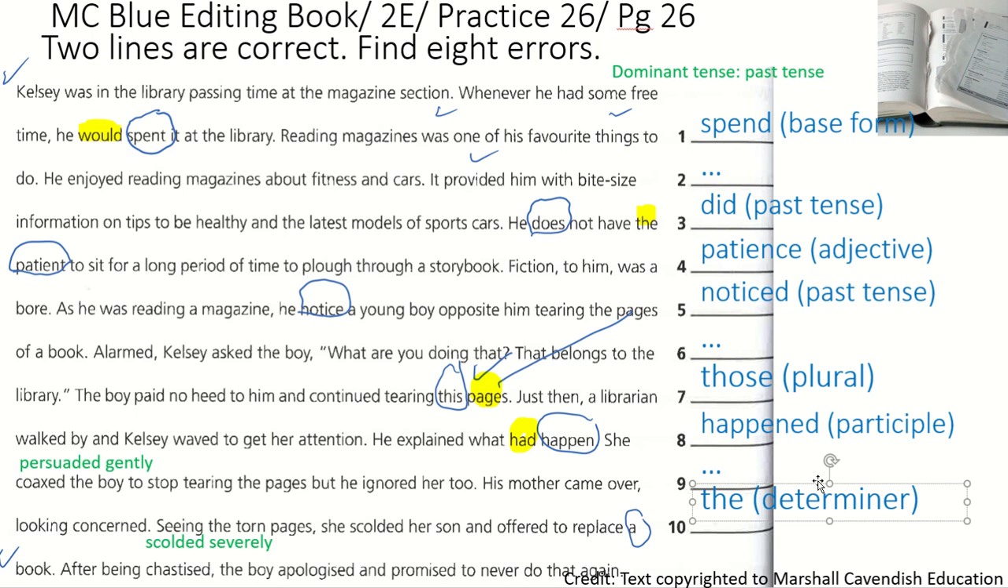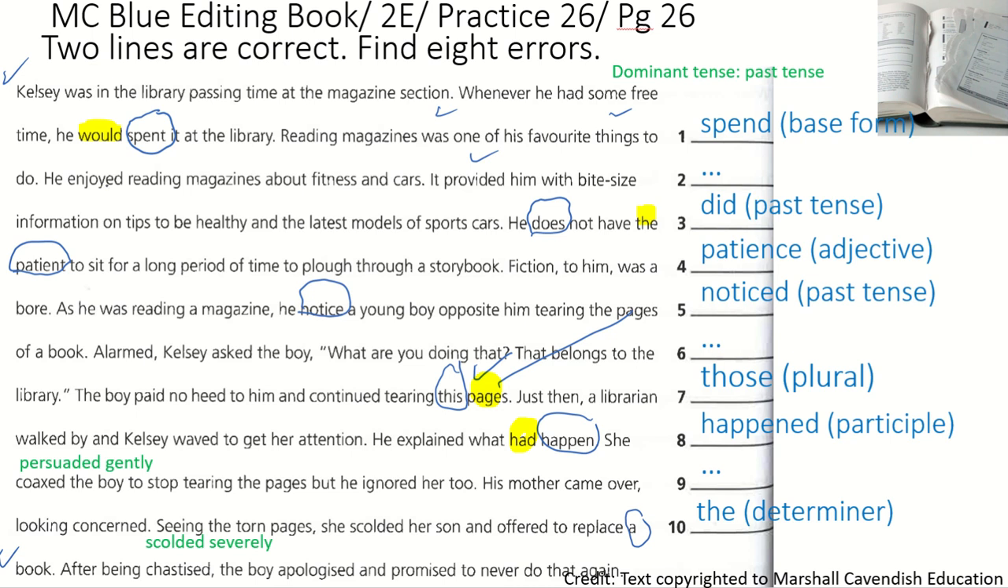So I have picked out 8 errors. So in other words, oh no, I've not picked out 8 errors. I picked out 7. So which one is the other error here?